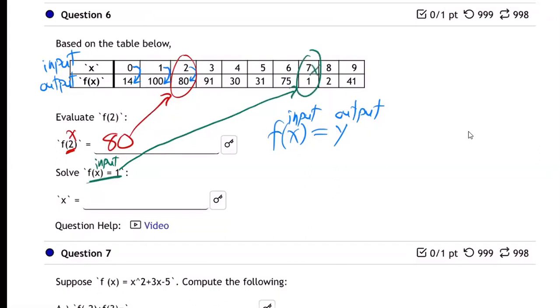Right? This is the x, and this is the f of x. As it says, x on the top, then f of x. So the x is 7. The x is 7 that gives you an output of 1. That's what it says. Put in a 7, get out a 1. So we're just reading function values, x values, and then what comes out of the function off the table. The table's telling us.